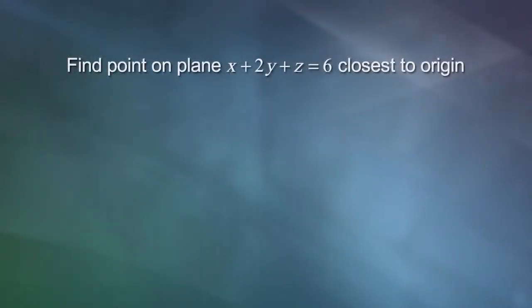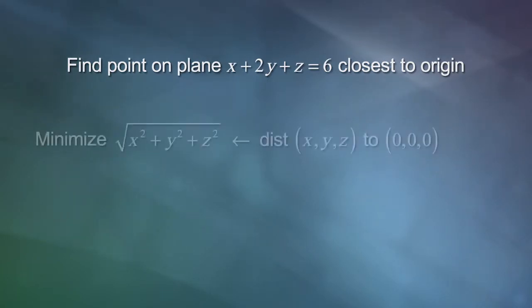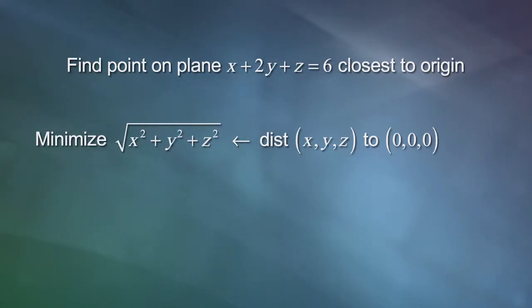Let's finish with an example. Suppose I want to find a point in R3 on the plane x + 2y + z = 6 closest to the origin. A solution would start by noting that I want to minimize the distance from the origin, and that is given by the distance function from (0, 0, 0), which is the square root of x squared plus y squared plus z squared, by the distance formula. Now we note it's often easier and equivalent to minimize the distance squared, which is the simpler expression x squared plus y squared plus z squared.